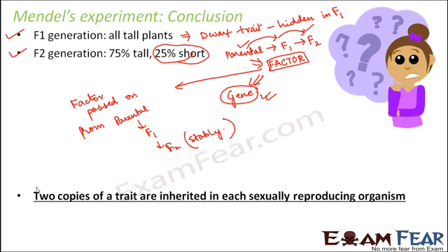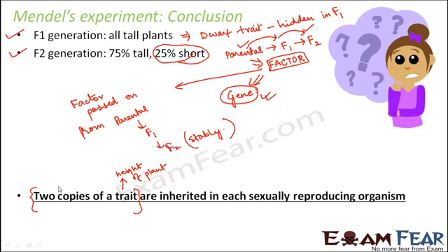So what do we mean by 2 copies of a trait? What is the trait in Mendel's experiment? We are talking about the height of the plant, right? That is the trait. And what are the 2 copies? 2 copies of the height of the plant are inherited. One copy is inherited from the father, the other copy from the mother.